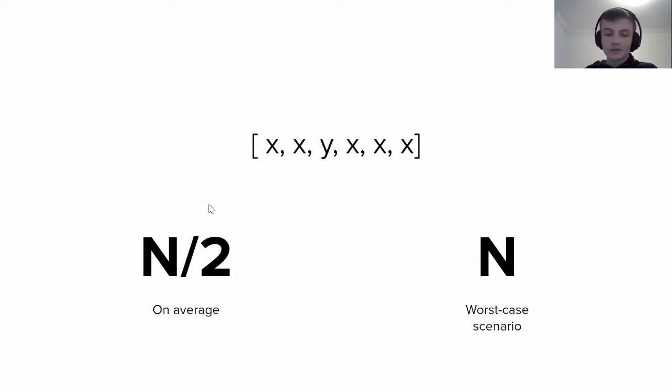Now, this type of algorithm would take us the length of the list n over 2 tries to run on average. And in the worst case scenario, which is where Y is at the very end of that list, it would take us the length of the list. And once again, that's the worst case scenario.